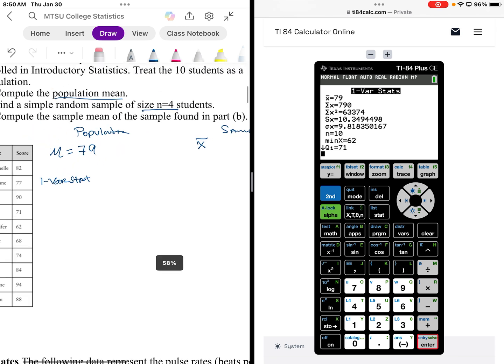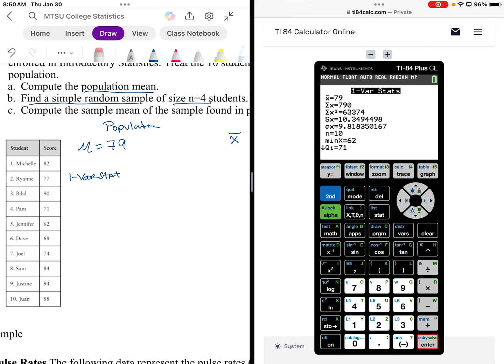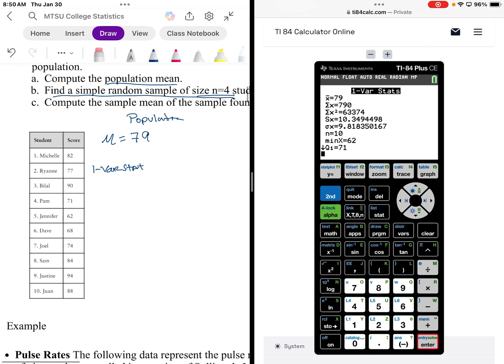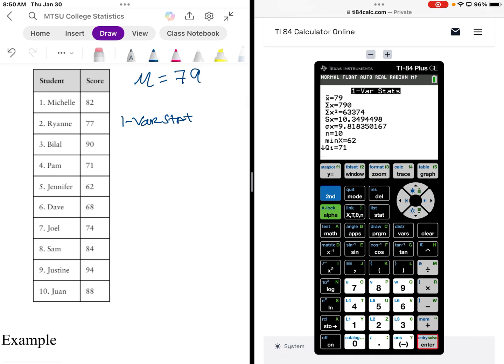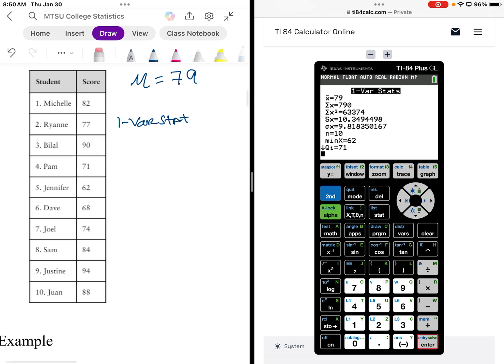Now the next part asks us to find a simple random sample of size 4. They gave us already a numbering process here. They numbered everything from 1 to 10. So I'm going to use the calculator to help me do that. I'm going to go in and do math, go over to PROB, go down to option number 8, random integer, no repeat. I'm going to press enter. My smallest number in the coding was 1. My biggest number in the coding was 10. And I'm going to have it pick 4 of them right off the bat.